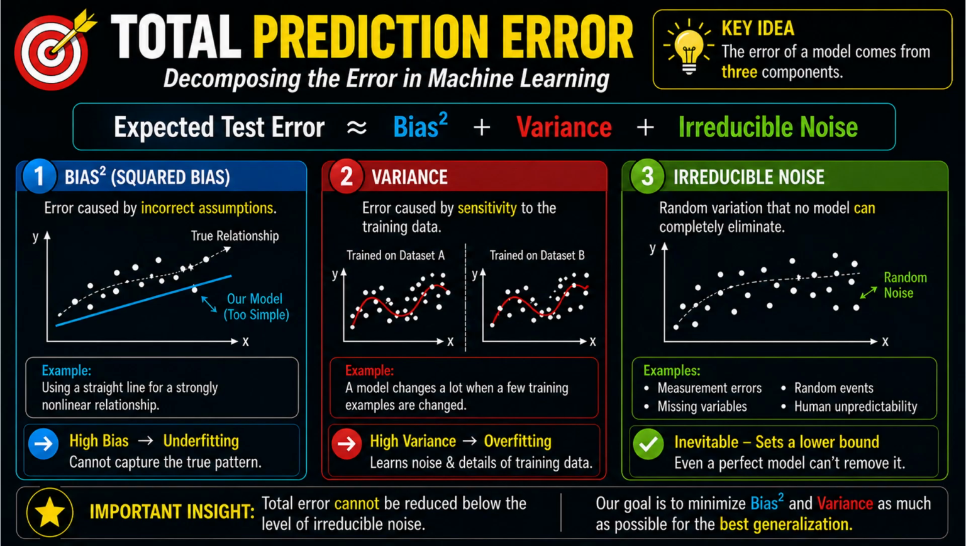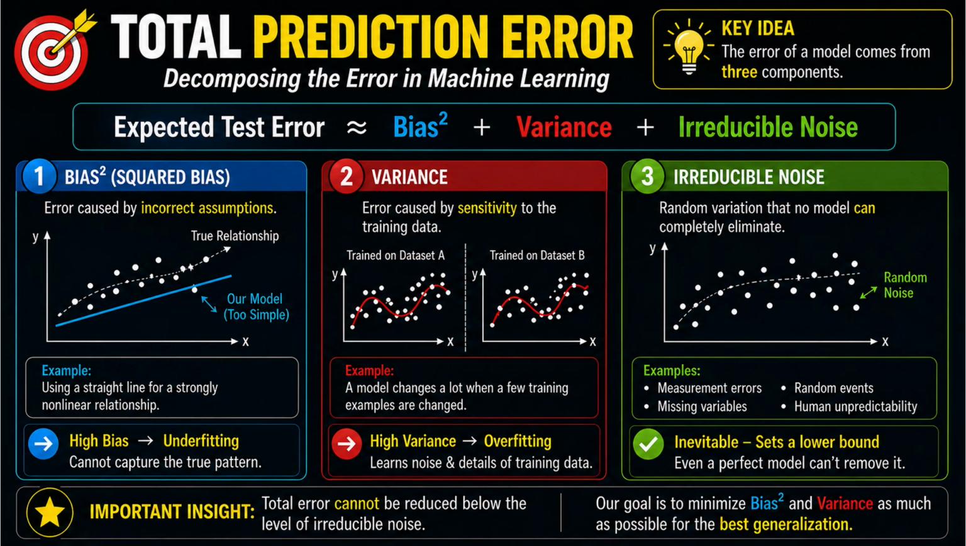So the total prediction error can be written like this. Expected test error is bias squared plus variance plus irreducible noise. So bias squared: cannot capture the pattern, error caused by incorrect assumptions. Variance: error caused by sensitivity to the training data. We've seen this. There is something called irreducible noise also: random variation that no model can completely eliminate. So these are the issues.